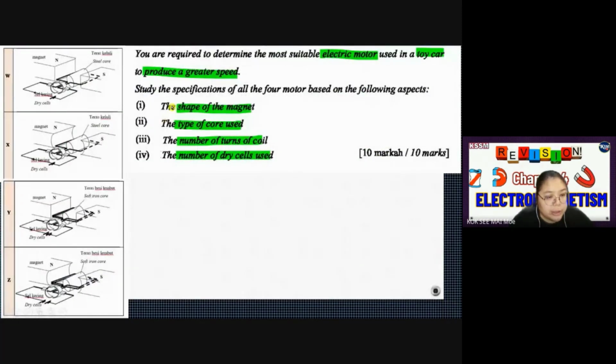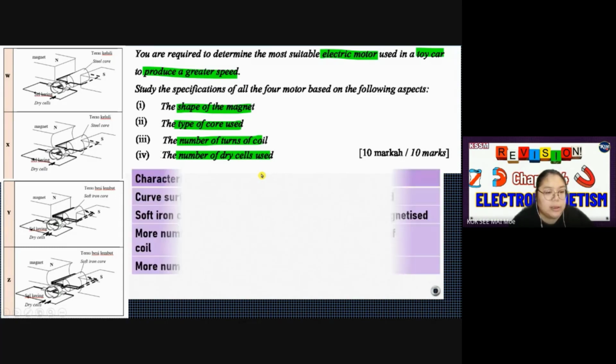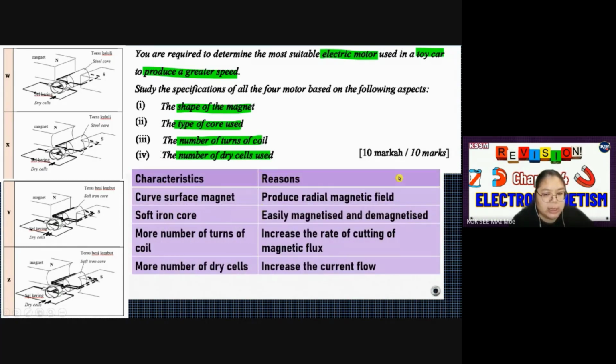Okay, the question already provided the specification, so you just follow here. They ask about the shape of the magnet, type of the core, the number of turns, and the number of dry cells. So we start with the shape of the magnet. We need the curved one. So we just answer. Okay, table form: characteristic, reason. Curved surface magnet. Okay, copy from the question.